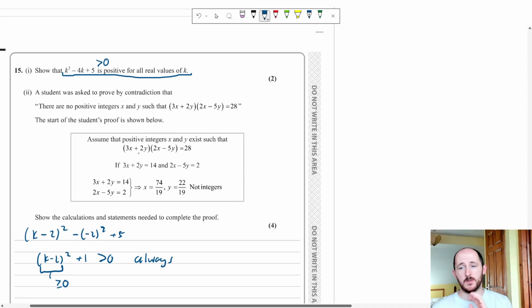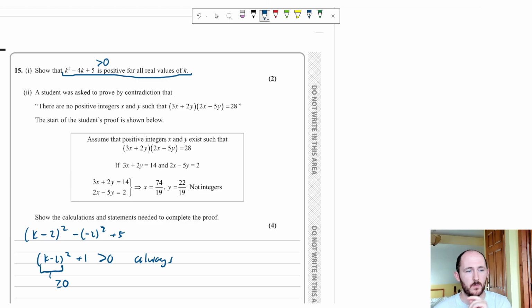Now, for part 2, this question was the most frustrating question in the world. Not necessarily because it's difficult, but because a lot of students didn't fully answer the question because it's asking you to do so much. It's unbelievable. So a student was asked to prove by contradiction that there are no positive integers x and y such that this answers it. So they've assumed that there are integers for that, which is true.